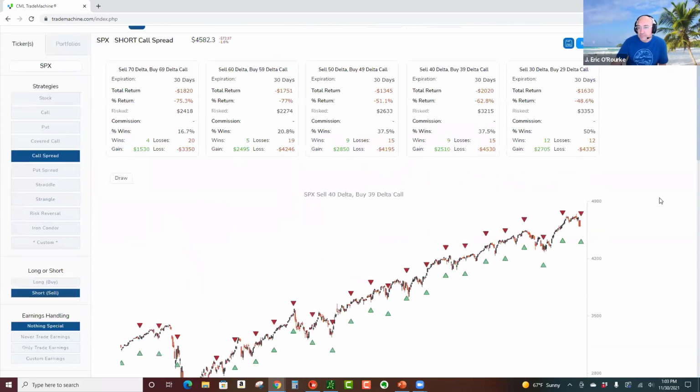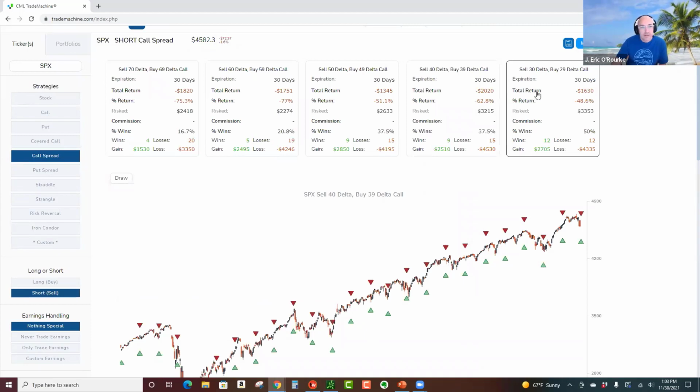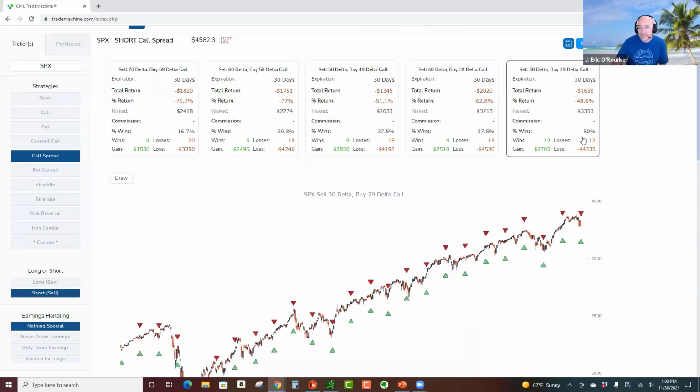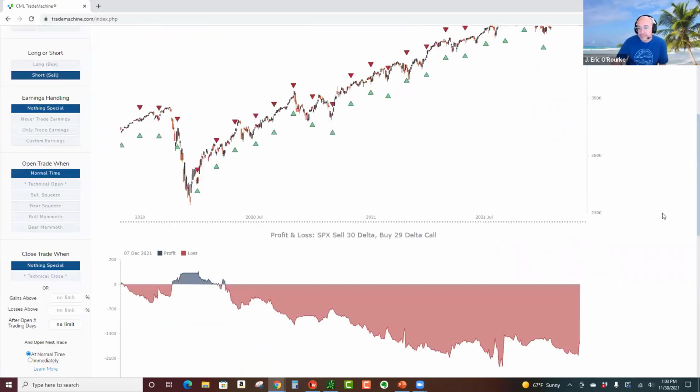Again, 37% win rate, and our winners are a little bit smaller than our losers. So the farther you go out of the money, the more that ratio matters a little bit. So your losers are 361, your average winner, 50% win rate. So even with a 50% win rate, this doesn't win because the losers are bigger than the winners, right?